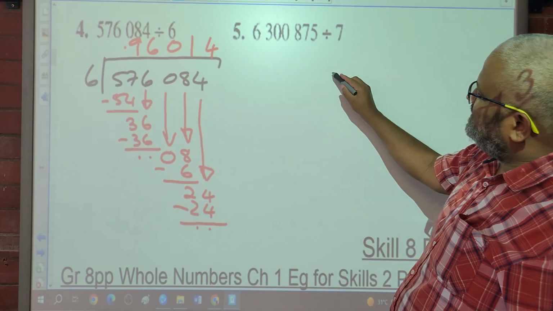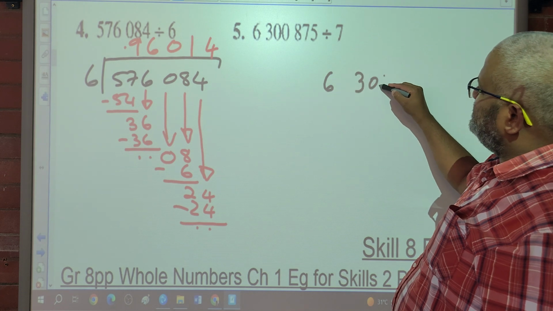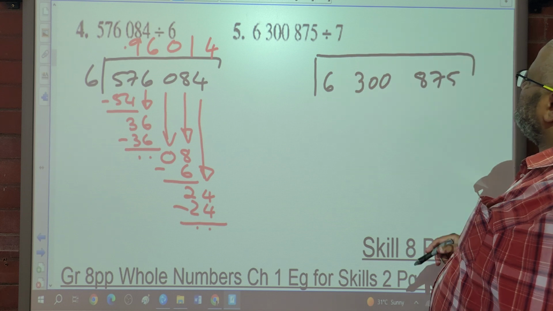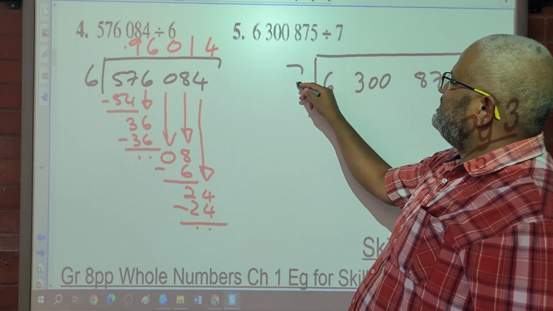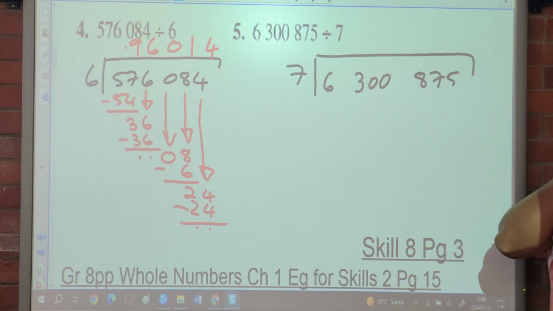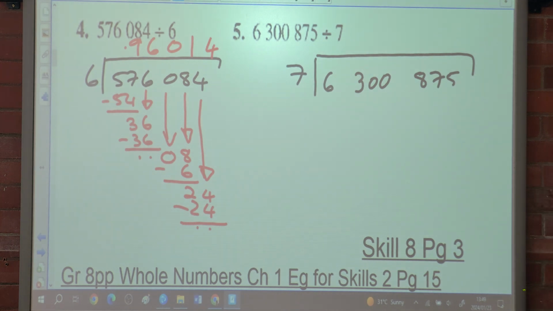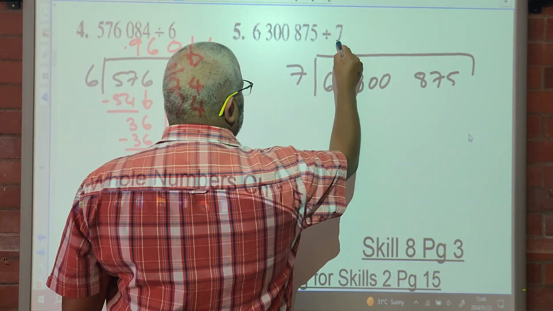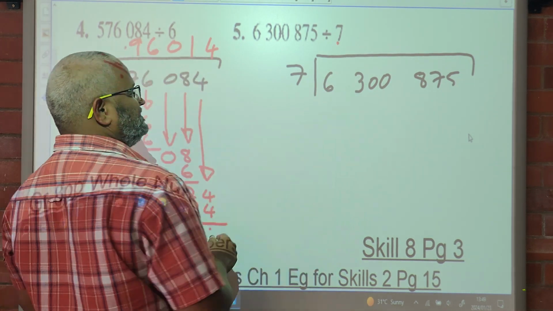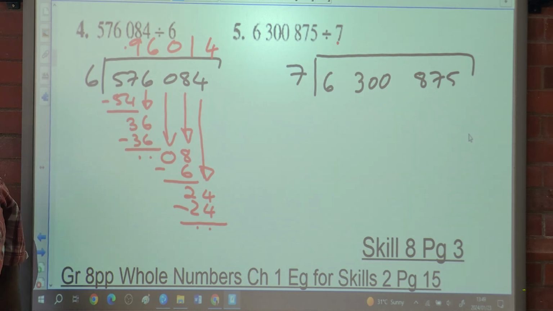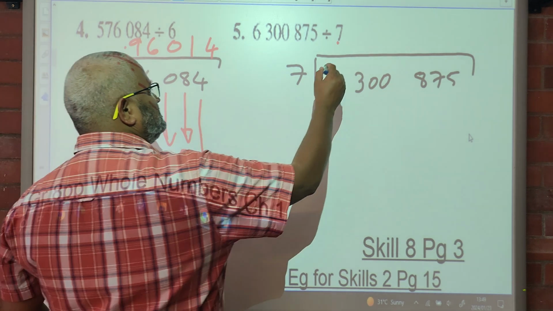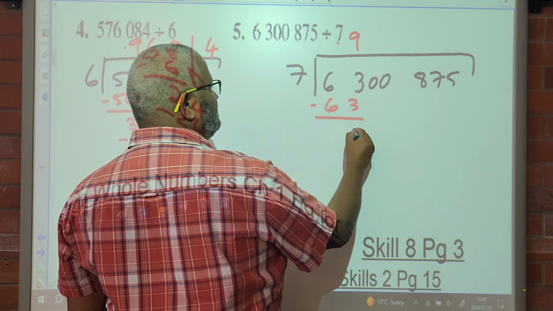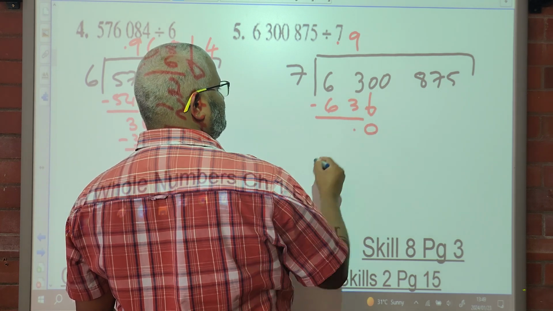Tell me when I go wrong, huh? 6,300,875 must be divided by 7. Can 7 go into 6 without remainder? No. The number is now 63. 7 going into 63 how many times? 9 times. 9 times 7? 63. Subtract again. I bring down the 0.